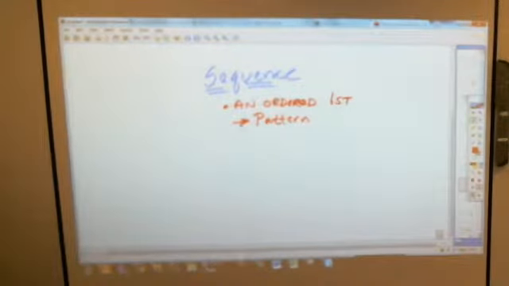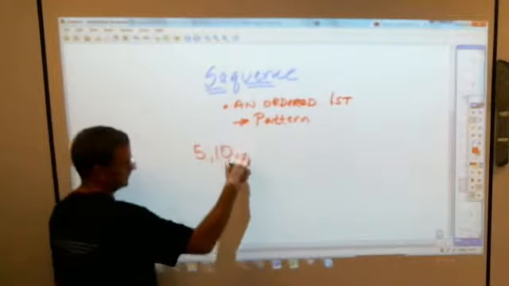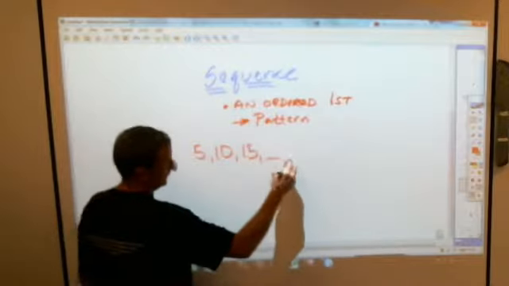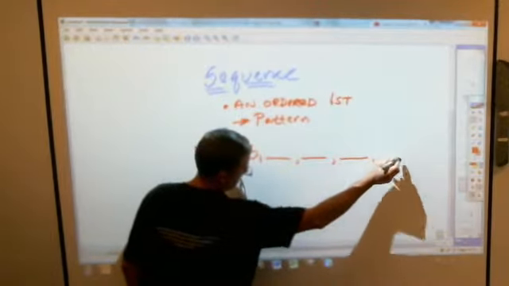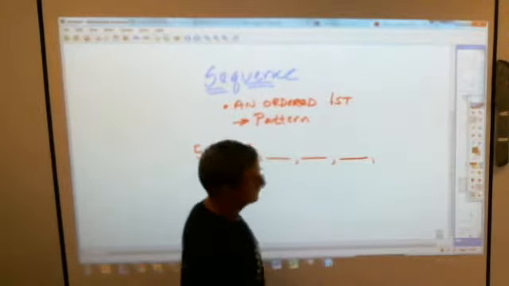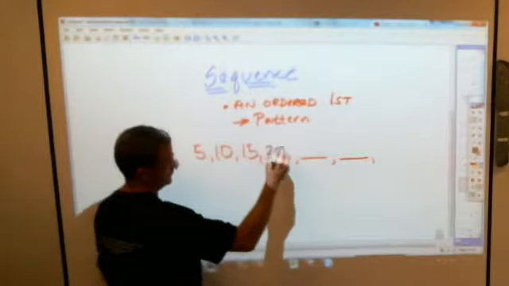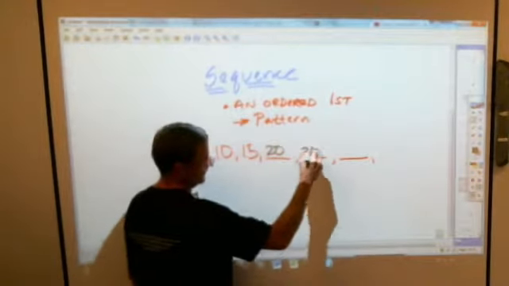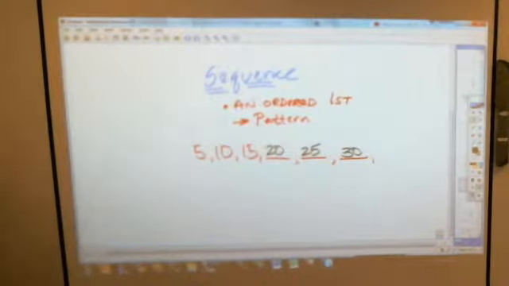And you'll remember that because it's something like this: 5, 10, 15, blank, blank, blank, dot, dot, dot. What numbers would go in those blanks? Charlie says 20, and then 25, and then 30. You can kind of get the gist of that there.